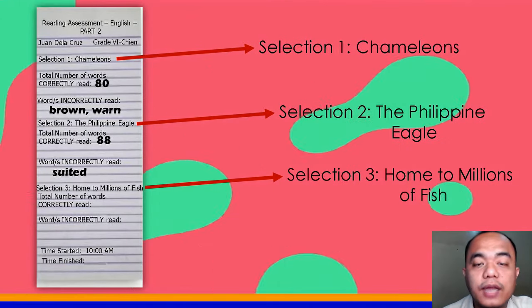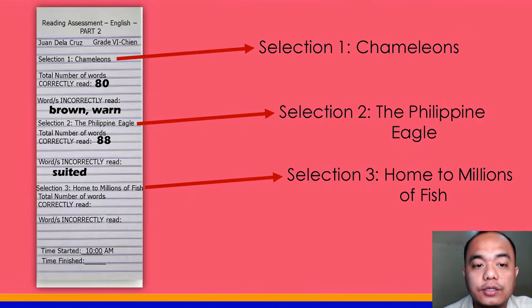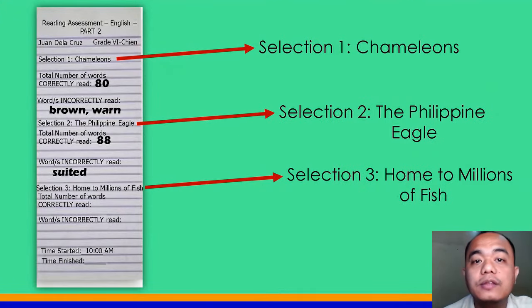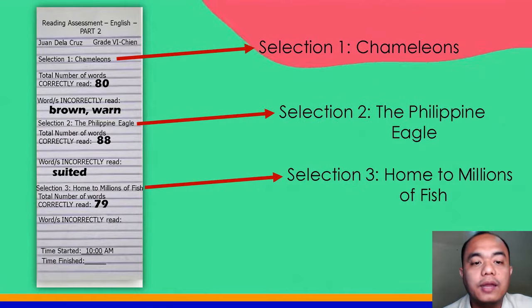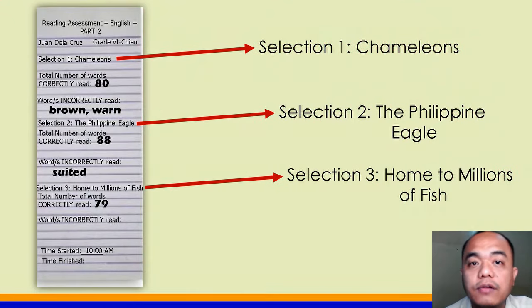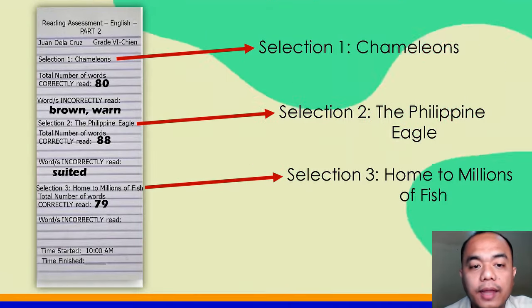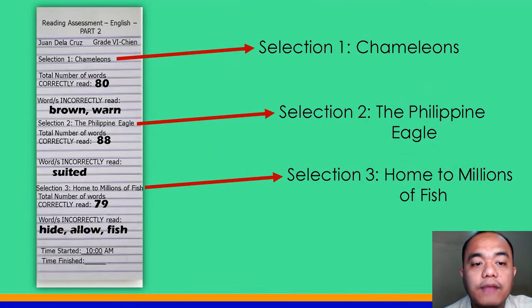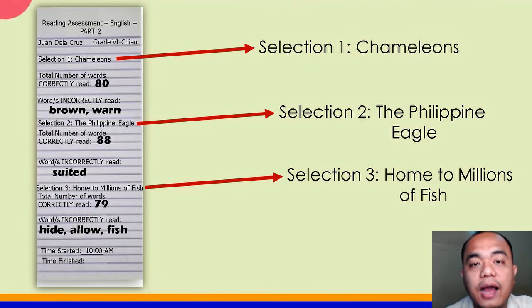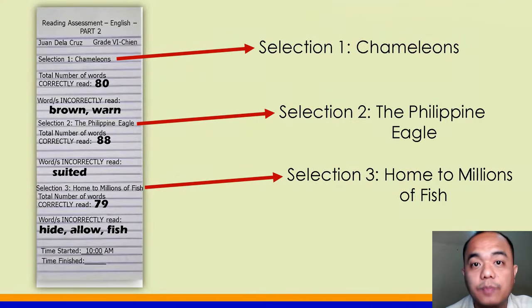Let's have selection number 3. Selection number 3, we have 82 words about the homes of millions of fish. So we have all in all 82 words. And then, if you only read 79 correctly, then write 79 on that part. And then we have 3 words that you incorrectly read. For example, hide, allow, and fish. So that's how to fill up this part.